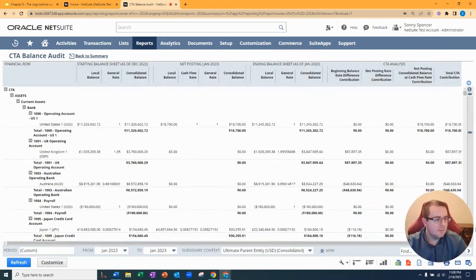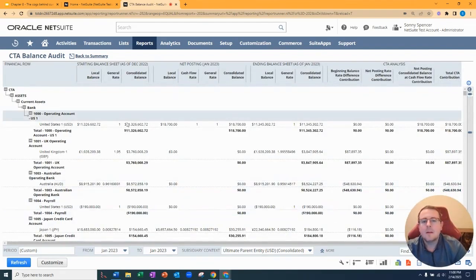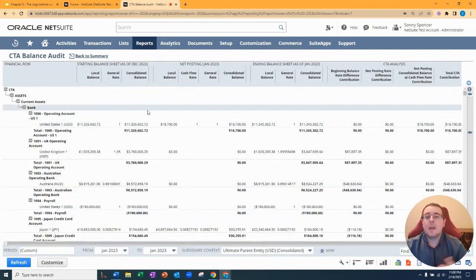I'm going to move that over here for a second. And what we're going to do now is walk through this report from left to right to get a detailed understanding as to what each column in this report represents.